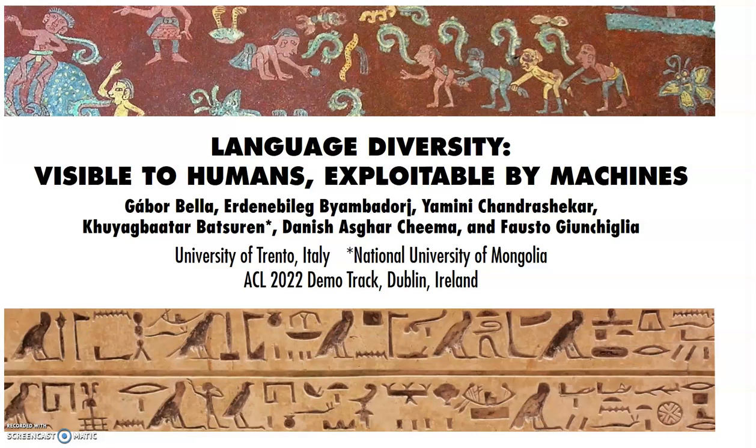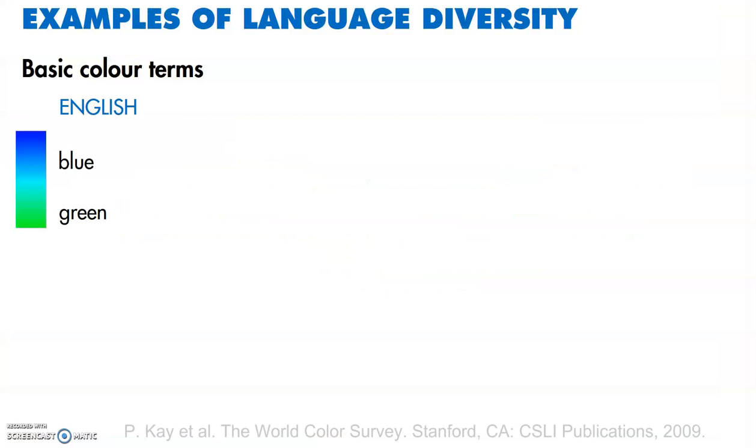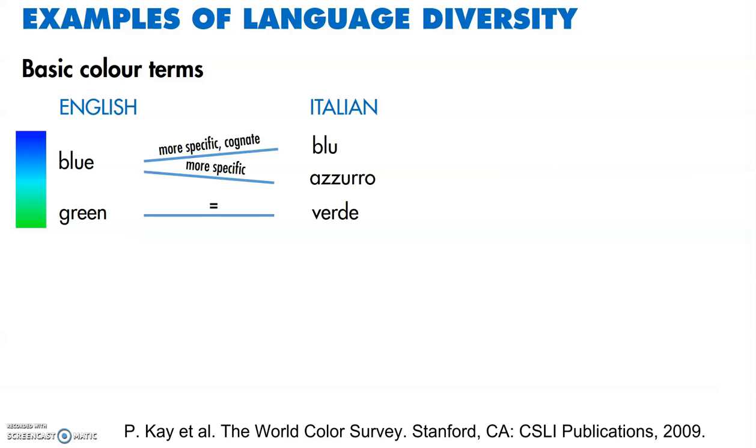Language diversity intuitively refers to how ideas are expressed differently across languages, sometimes more concisely in one language than in another. For example, the English basic color terms blue and green are expressed in Italian by three basic terms, with verde equivalent to the English green, but blue expressed by either blu or azzurro, depending on the context. In Breton, instead, there's only one term that is used for the entire blue-green color range.